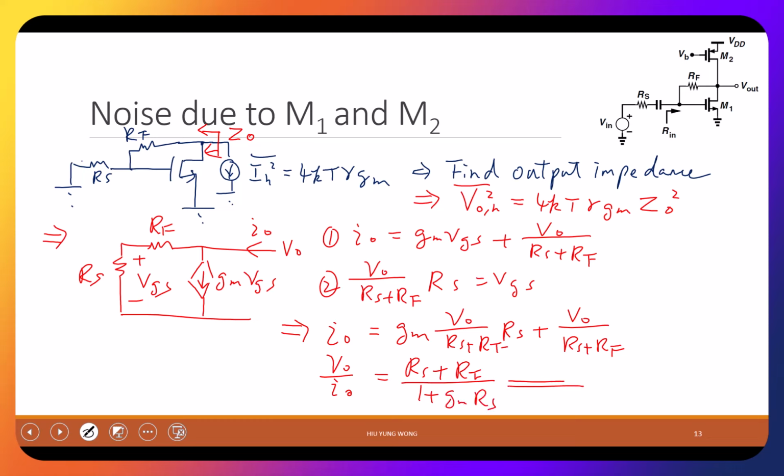But 1 over GM equals RS, so the denominator gives me 2. So the whole thing is just RF plus RS divided by 2. That is the output impedance. Then we multiply this to here to get the noise. Sorry for doing this, so I will repeat again on Wednesday. Okay? Thank you. It's too late.